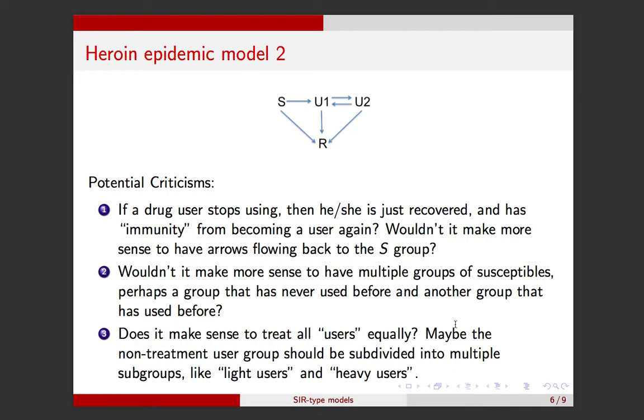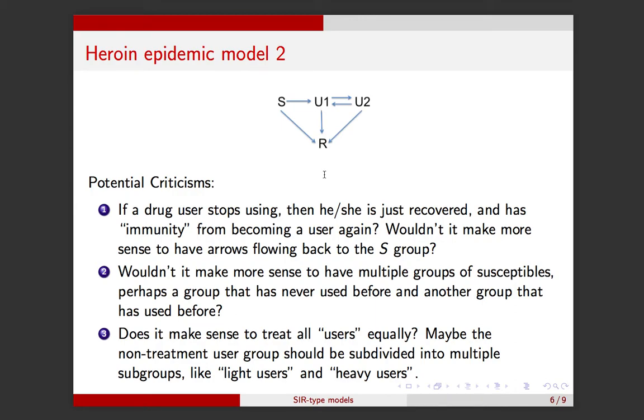Shouldn't there be multiple groups of susceptibles? Maybe a group that has never used before and another group that has used before. So it's like susceptible group 1, susceptible group 2. Does it make sense that all users, like this U1 group, are all in the same group? So it seems like maybe the non-treatment group should consist of light users, heavy users, medium users. I don't know, right? So there's all sorts of criticisms you could make of this model.